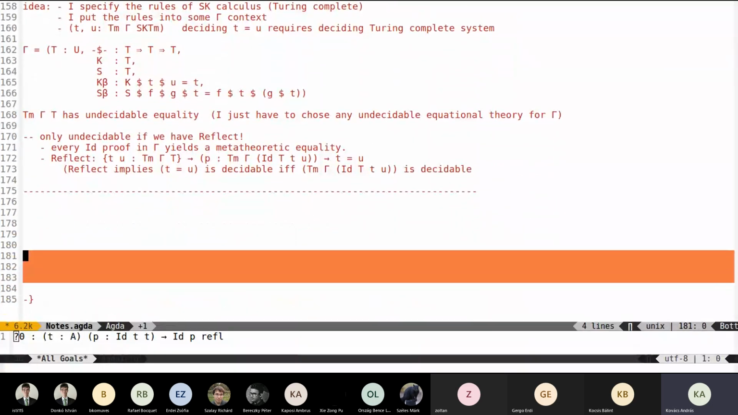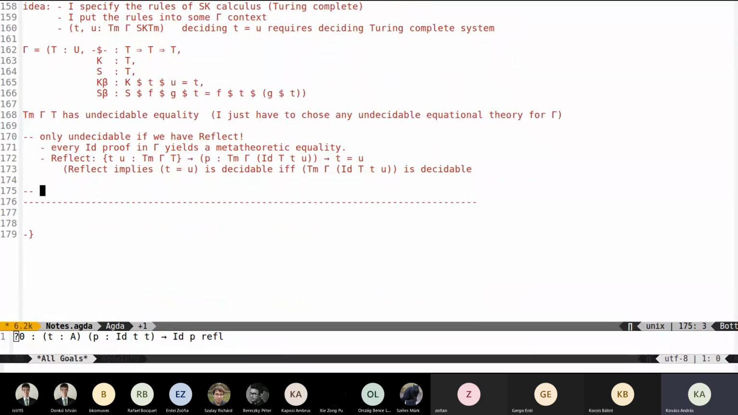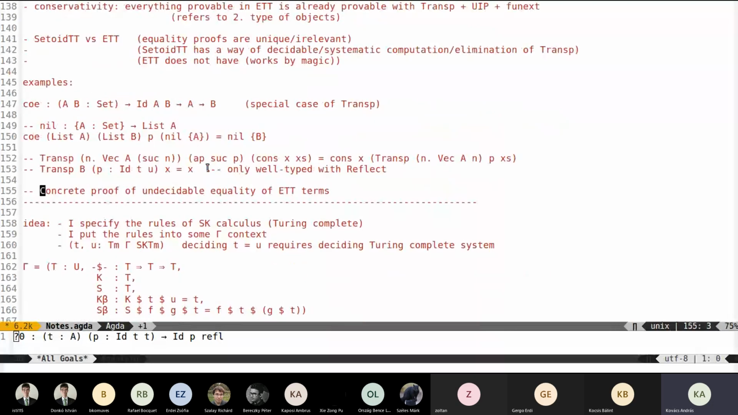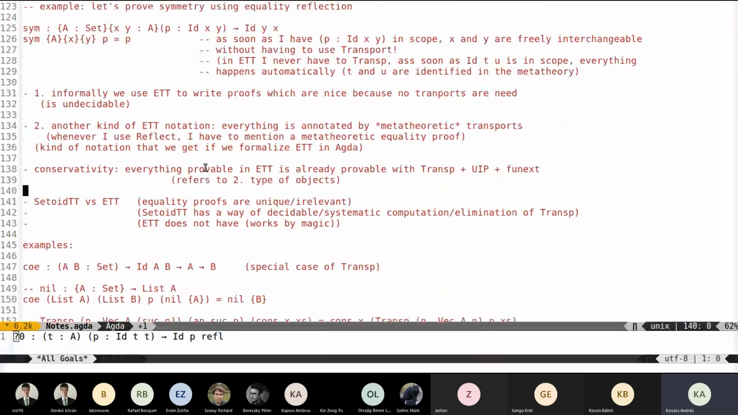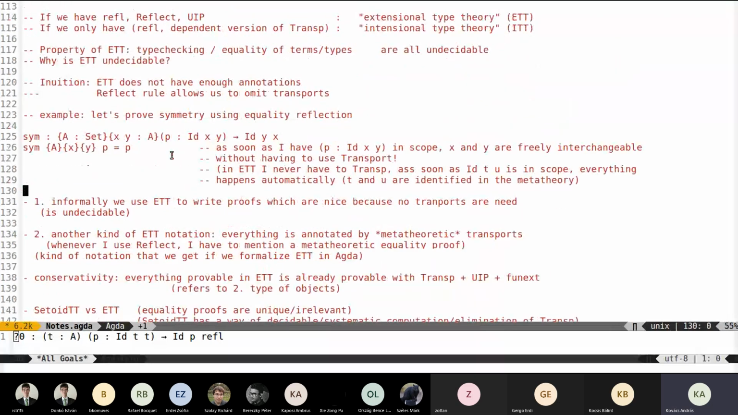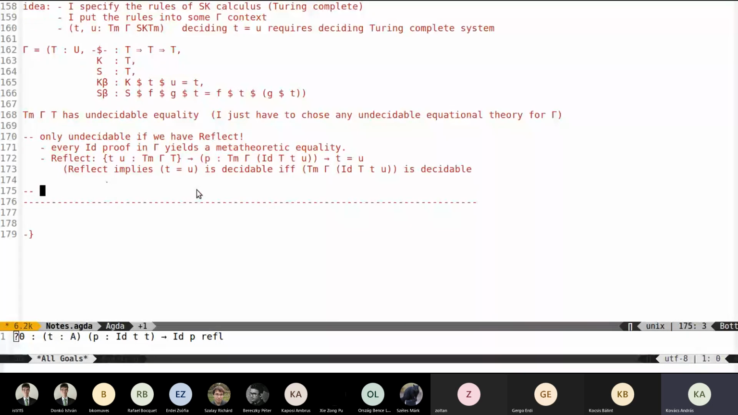Okay, so where to continue? I think we should continue now. So this should conclude the discussion, or at least conclude the discussion for now, of reflection and extensional versus intensional type theory. So let's look at the dependent elimination for ID.